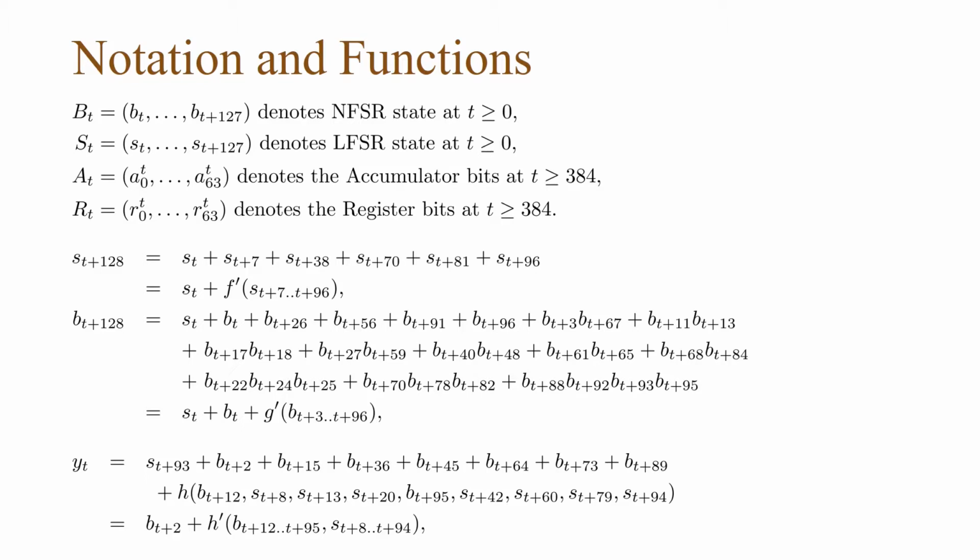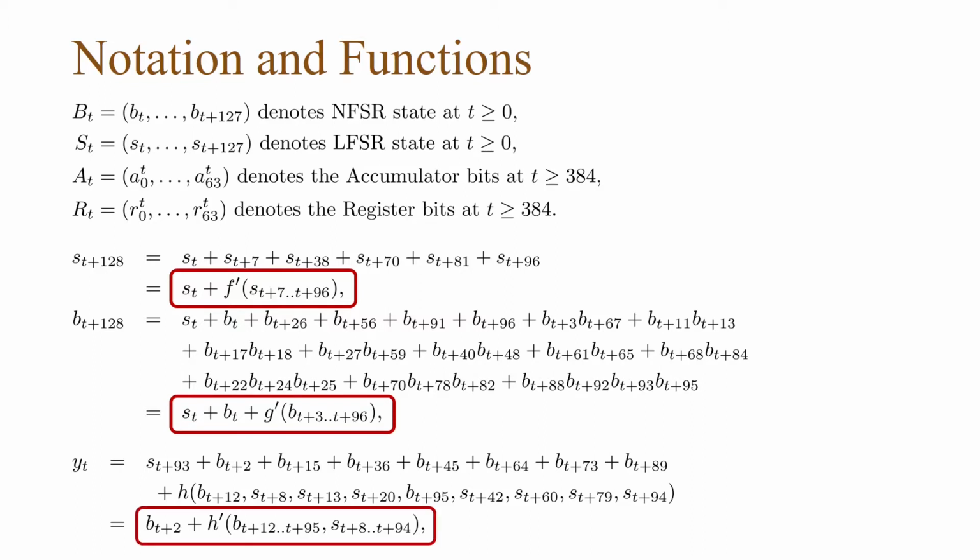The details of the functions are not necessary for the rest of this paper, but the indices will play a somewhat important role. To simplify the notation, we are going to group the bits that are not interesting for us, leaving just the bits that are interesting for us. So for the function that updates the LFSR, we denote this as s_t plus f prime, and then we group the other variables inside this function. And we do the same thing for the function that updates the NFSR and also for the output function.